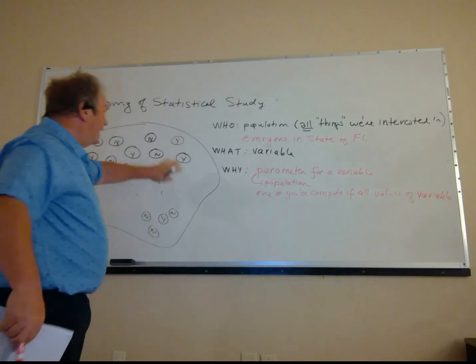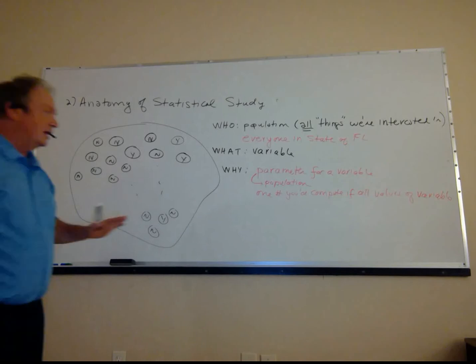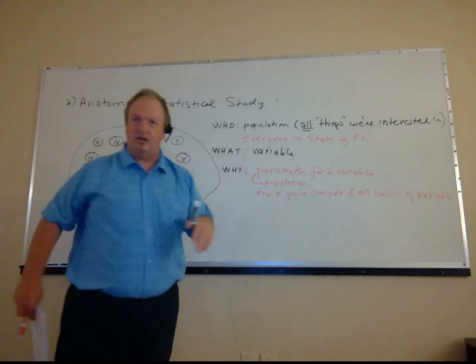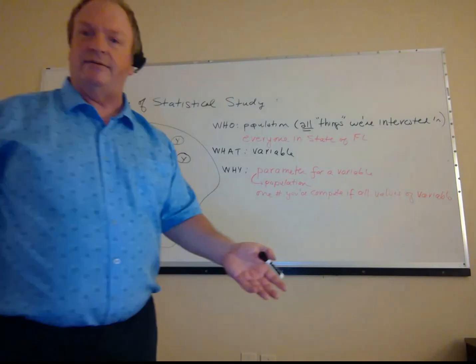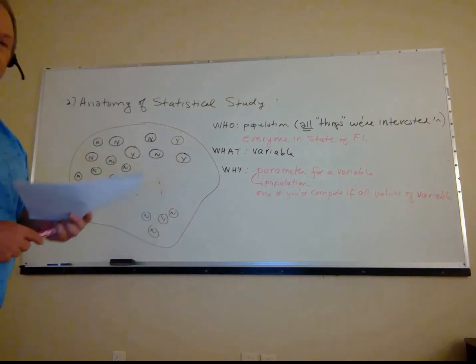So if I had all of these yeses and nos, what's the one thing I would want to compute from all of these values from everyone in the population? I would want to compute the percentage of people who had yes. And that's the idea behind a parameter. We're going to talk about this a lot more.